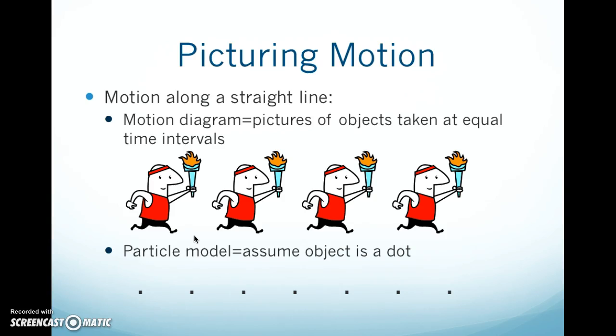And it's hard to draw the guy with the Olympic torch all the time, so we can do what's called a particle model and assume the object is a dot. And we can see the dots there below are equally spaced, and therefore the object is moving with constant motion. If the dots were to get farther apart, that would mean the object is speeding up, and if they are getting closer together, it would indicate the object is slowing down.